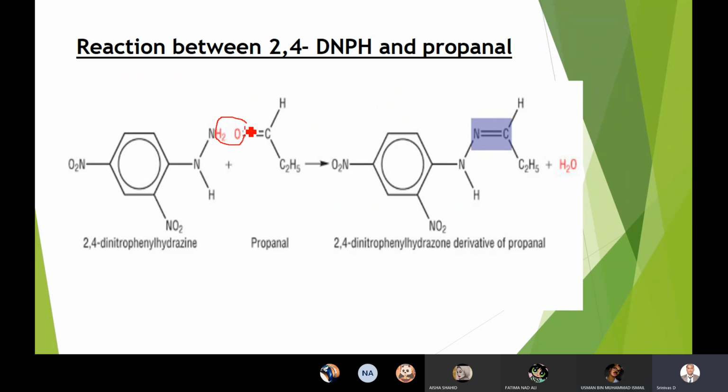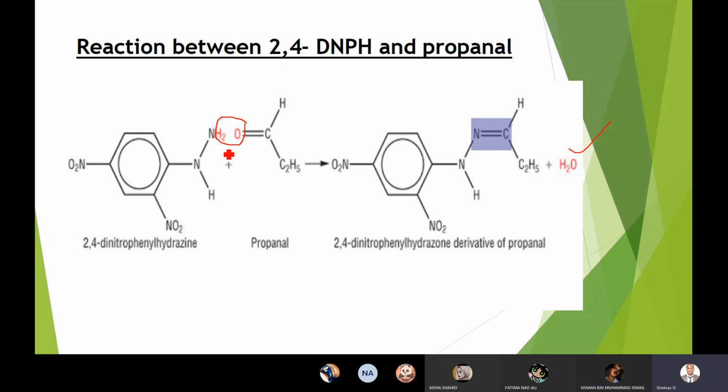Usman, can you see this? Yes, sir. Just get rid of this water. Now the water has come out. As this oxygen has been lost from here, the nitrogen should have minimum 3 bonds with it. So this whole group, without any disturbance, makes 2 bonds with this nitrogen. That's what happened. This nitrogen over here is not disturbed at all.